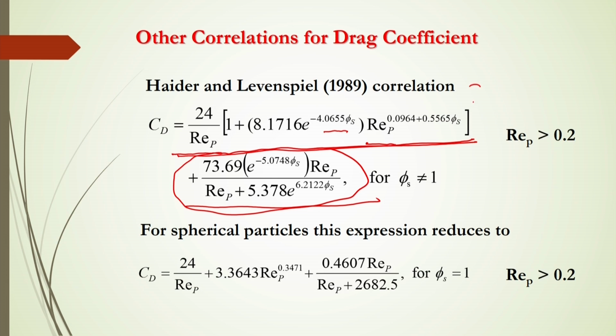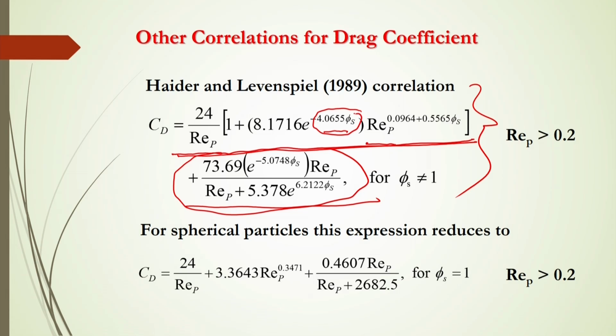From this correlation, if Rep is greater than 0.2, we can easily calculate the drag coefficient. And from this correlation it is seen that CD depends not only on the Reynolds number, but also on the sphericity of the particle.